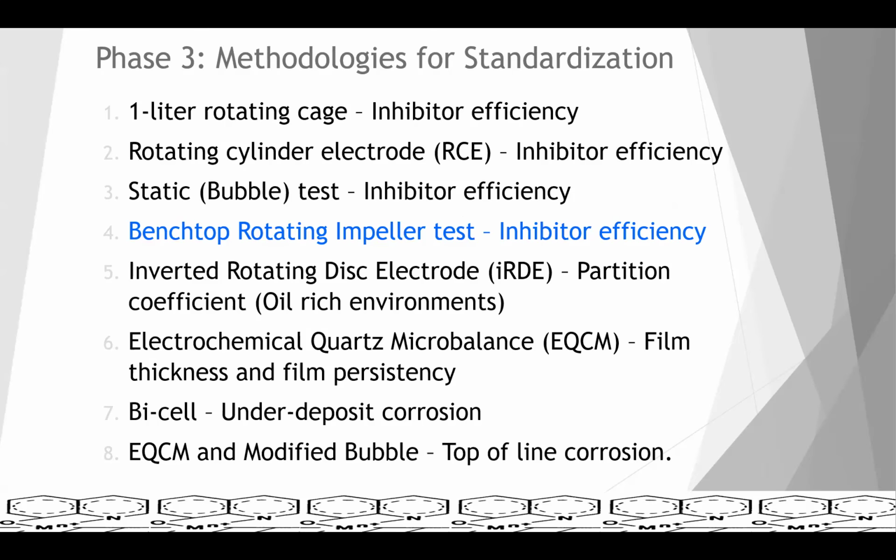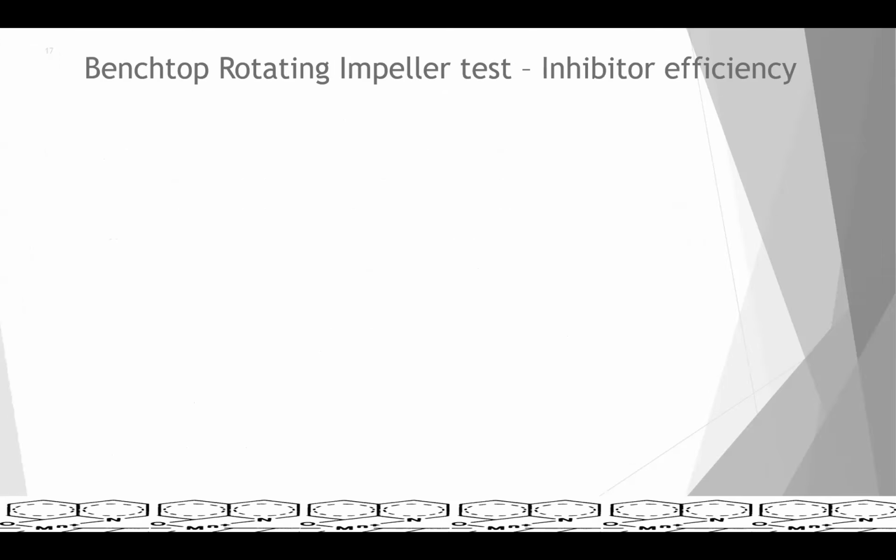So in this particular webinar, I would like to focus on why we want to develop a benchtop rotating impeller test for inhibitor efficiency evaluation. Again, in total, the plan is to develop standard test methods for all the 8 methodologies that were identified here. So let us focus on the benchtop rotating impeller test, to evaluate inhibitor efficiency.